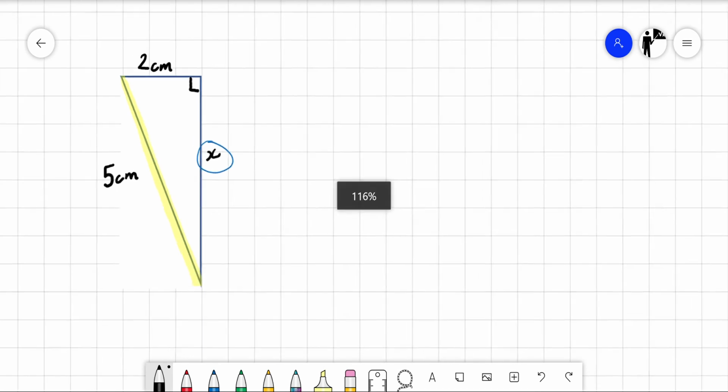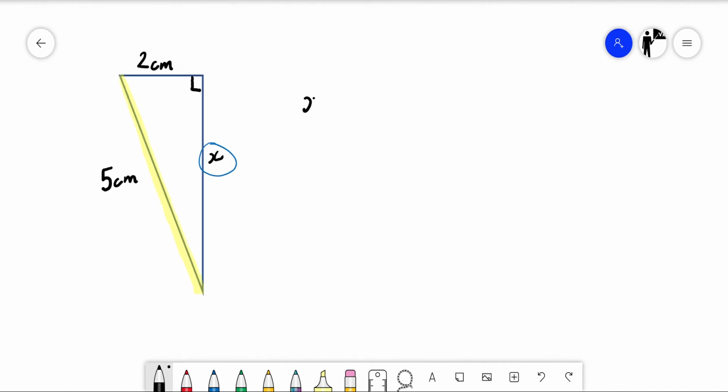Okay, so we'll start off. This time x squared is going to be 5 squared subtract 2 squared. We're subtracting because we're not looking for the hypotenuse. When we're looking for a smaller side, we subtract. So x squared is going to be 25 take away 4, which is 21. So that's what x squared is. To work out x, we need to square root that.